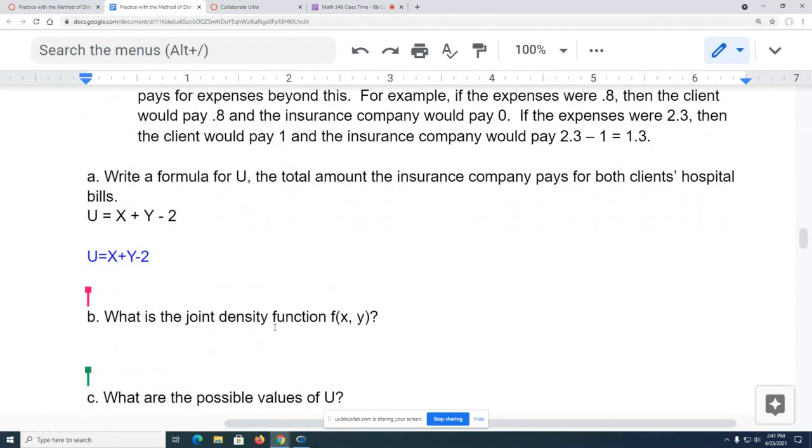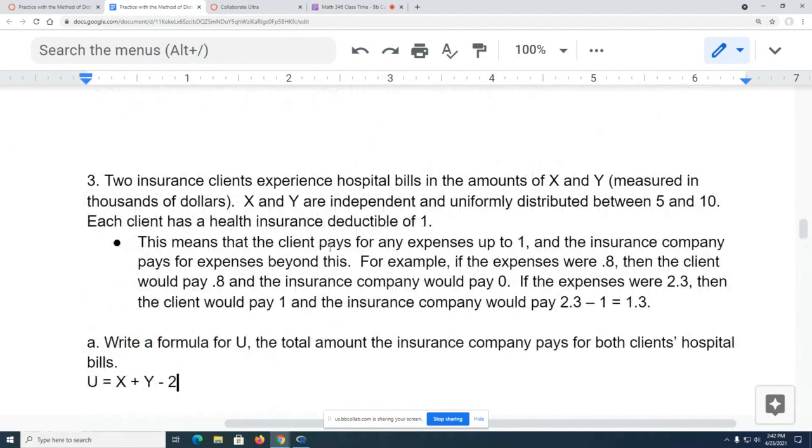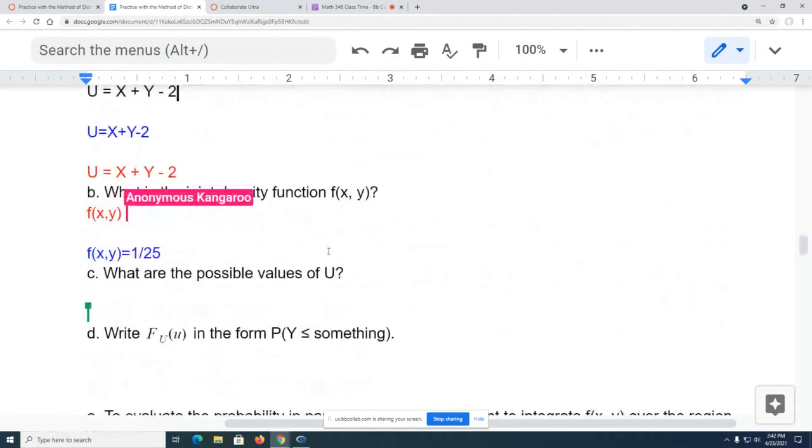And then the joint density function, little f of X comma Y. What's that going to be? Kyle has 1/25. Looks good. How'd you get that? I found the density function of X and f of Y, just multiplied them together. How do you know you can multiply the density functions? Because you said they're independent. Yeah, it said they were independent. All right.